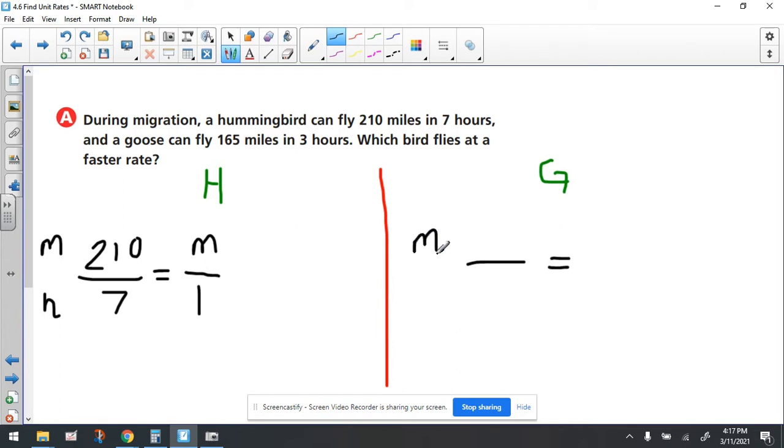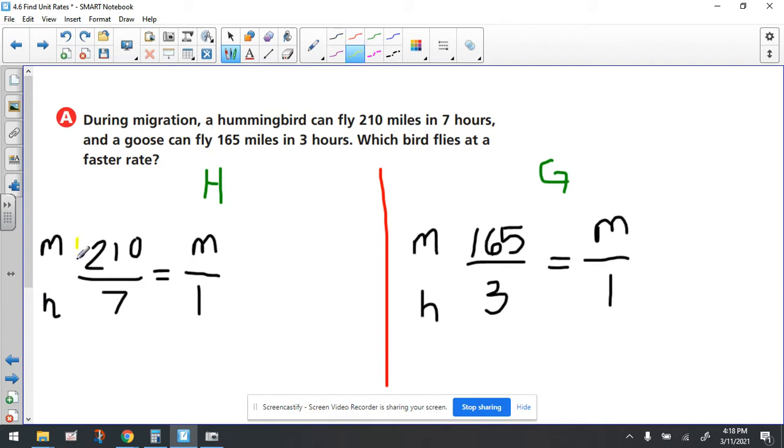So again, we're still talking about miles and hours, which is good because sometimes it's tricky when they throw in minutes. All right, so we'll put that there. And we still want to know how many miles that is flying in 1 hour. That's what unit rate means. All right, so this is mental math. It's mental math because 21 and 7 are compatible.